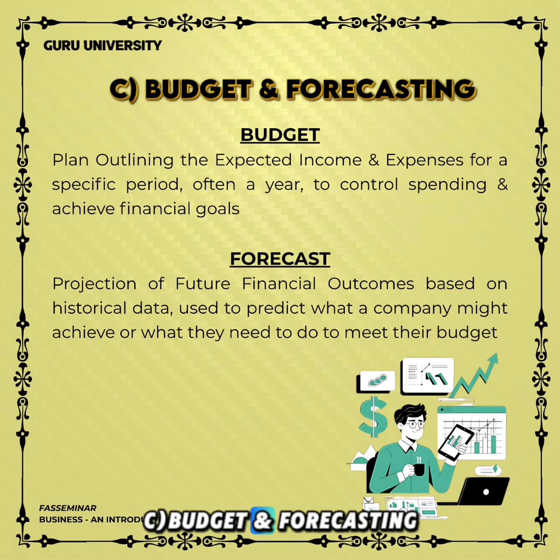C. Budget and forecasting. Budget: a plan outlining the expected income and expenses for a specific period, often a year, to control spending and achieve financial goals. Forecast: a projection of future financial outcomes based on historical data, used to predict what a company might achieve or what they need to do to meet their budget.